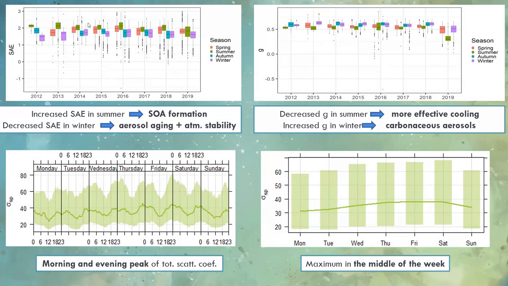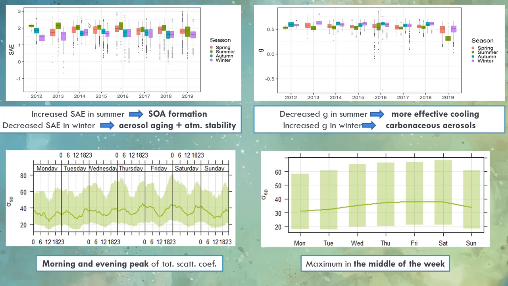In the first slide, you can see seasonal variations. In the first graph, the seasonal variation of the Angstrom exponent is increased in summer, which indicates smaller particles in summer, and thus we can expect secondary organic aerosol formation. On the other hand, a decreased exponent in winter can be caused by aerosol aging and bigger atmospheric stability in this season.